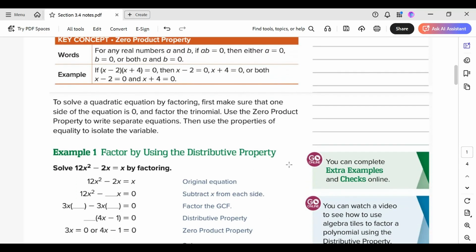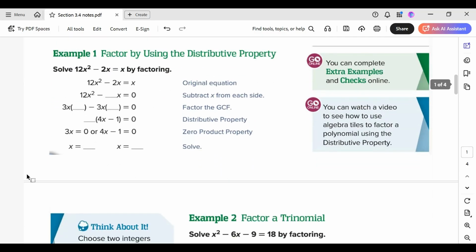Normally, to solve a quadratic equation by factoring, the first thing you need to do is make one side equal to 0 and factor the trinomial. So in example 1, they gave us 12x squared minus 2x equaling x, and they want us to solve it by factoring. First, we subtract x from each side. So when we subtracted x over, we became 12x squared minus 3x.